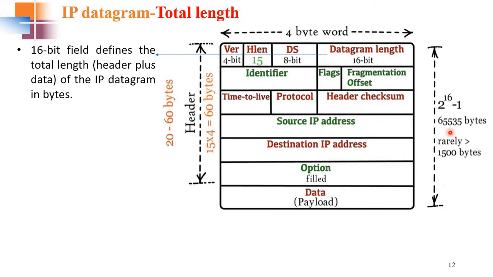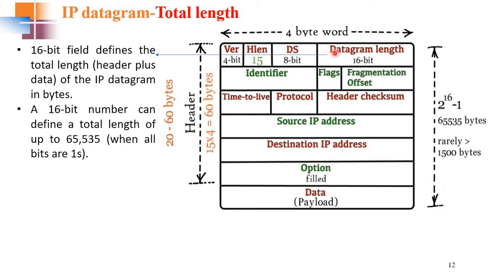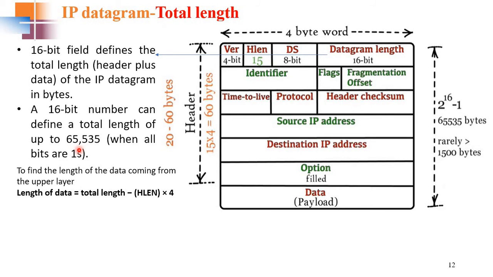Right. So this 16 bits defines the total length, header plus data. The datagram is nothing but the addition of the header and the data, so that includes the whole datagram. With these 16 bits of datagram length, we have the total length at a maximum of 65,535. When I want to find the data length, what is the formula we use?